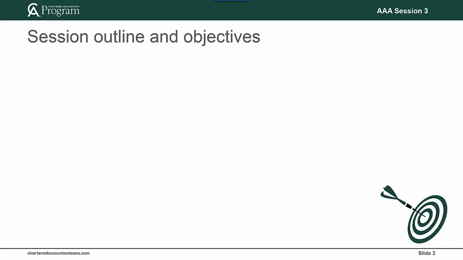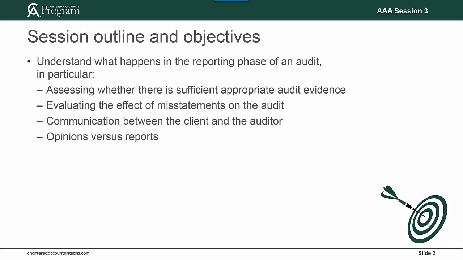Let's take a quick run through of the session outline and objectives. So today we're looking to understand what happens in the reporting phase of an audit. In particular, assessing whether we have sufficient appropriate audit evidence, evaluating the effects of misstatements, communication between the client and the auditor, and then deciphering the difference between audit opinions and audit reports. As with many audit questions, it draws on concepts discussed throughout the audit process and therefore across a number of earlier units.